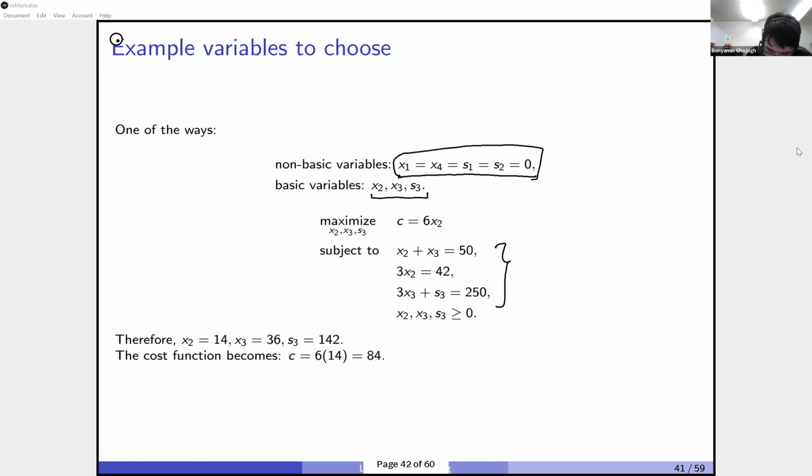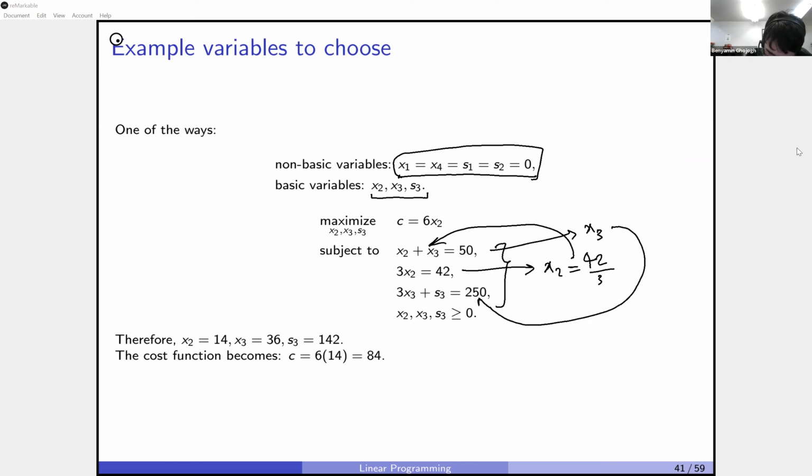And you can easily solve it. How? x2 equals 42 divided by 3. Now put it here, you will get x3. Now you put x3 here, you will get s3. And you will check that all of them are non-negative. So you will get these numbers.